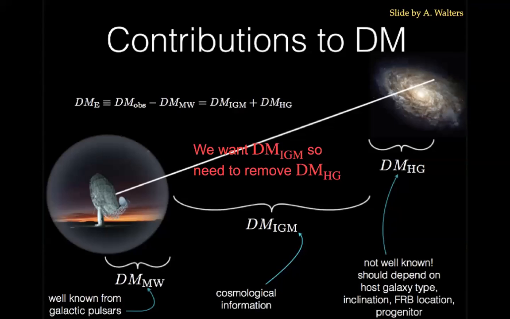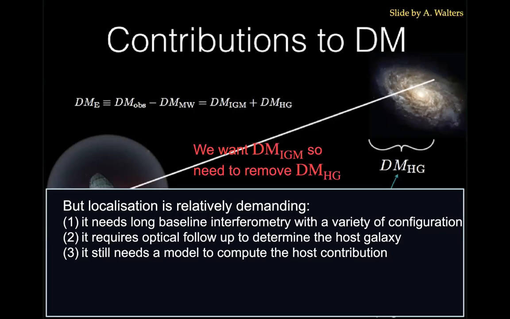Certainly, future HIRAX would have long baseline radio interferometers that can reconstruct the local image of the host galaxies and possibly isolate them from the total extragalactic DM. Okay, but now we don't have that tool. The question is, can we still do this? On the other hand, localization is relatively demanding because it needs long baseline interferometry with a variety of configurations and requires optical follow-up to determine the host galaxies. And you still need a model to compute the host contribution, different orientations, and so on.